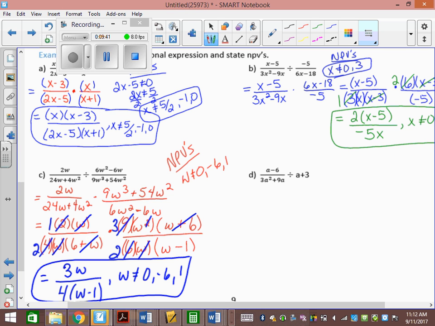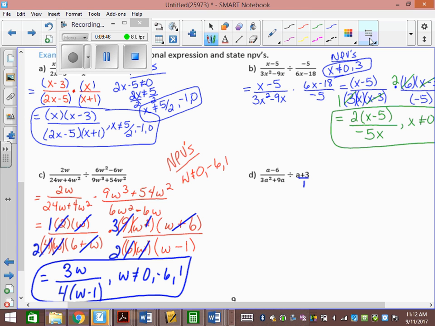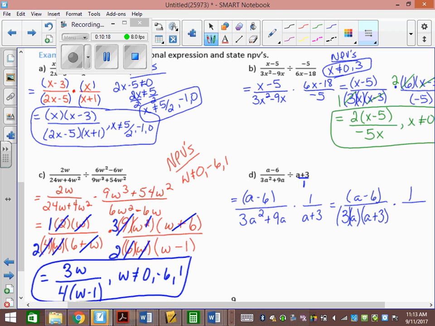And then the a plus 3 is over a 1. So I can write it as a minus 6, 3a squared plus 9a, times 1 over a plus 3. So then I'm left with a minus 6 on the top. And then I can take out a 3a, which I can put in separate brackets. 3a out of 3a squared is a, plus 9a divided by 3a is 3, times 1 over a plus 3.